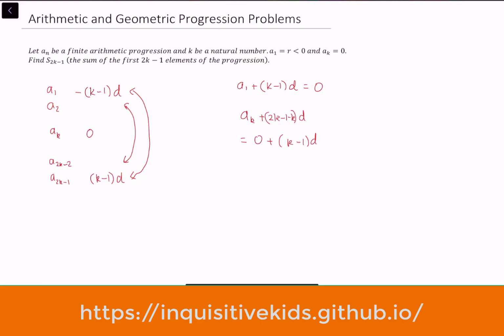Which means in the end, even though we don't know what k is, the sum of all of these terms is 0 because they are symmetrical about 0.